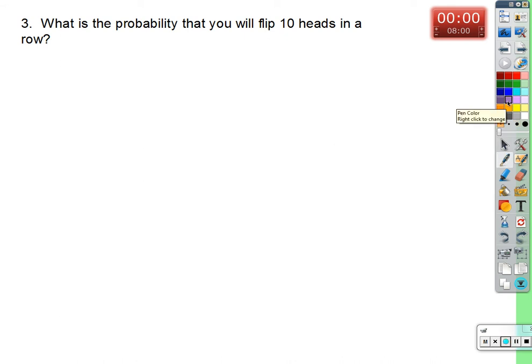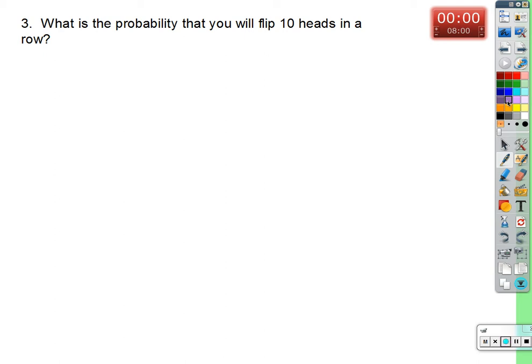What's the probability that you'll flip 10 heads in a row? So this is where we have a sequence of events. 10 things happen in a row. We want to know the probability that those 10 things happen.